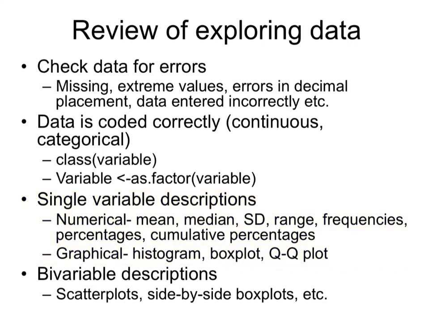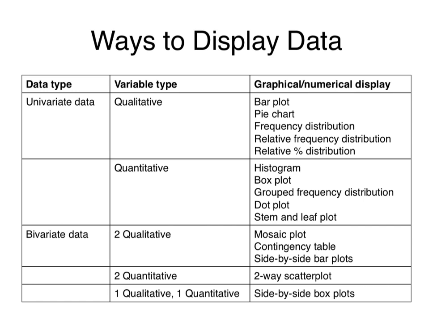Once you're finished checking out each of these variables independently, you can move on to bivariable descriptions. For example, you can use plots like scatter plots and side-by-side box plots, or you can use hypothesis tests like a t-test, chi-squared test, ANOVA, Pearson's correlation, or simple linear regression. You can do this to examine the relationships between your explanatory and outcome variable, or the relationship between your explanatory variables. We went over this in detail in 400, so I'm not going to discuss this, but this is just a reminder of how you can display univariate or bivariate data depending on whether your variables are quantitative or qualitative.